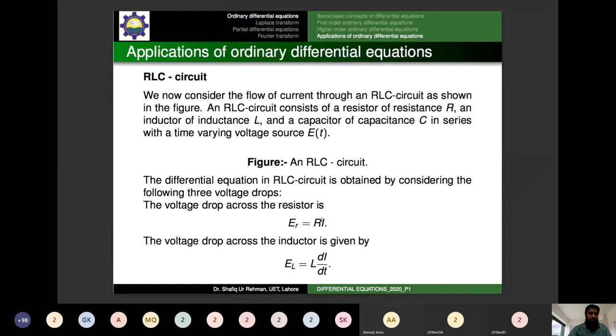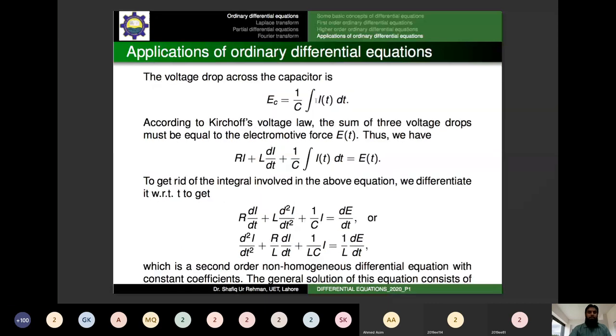resistance of a resistor, inductance of an inductor, capacitance of a capacitor, all together. So we are expecting the voltage drop across the resistor, the voltage drop across the inductor, and then the voltage drop across the capacitor. All three equations are going to be utilized, ER, EL, and then EC, combined together by Kirchhoff's voltage law, and then must be equal to the electromotive force.